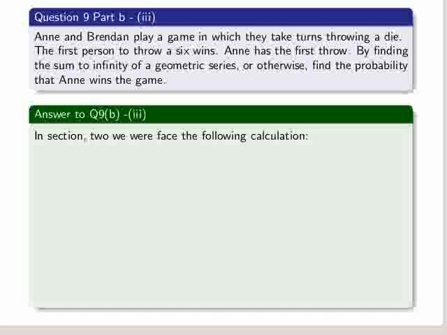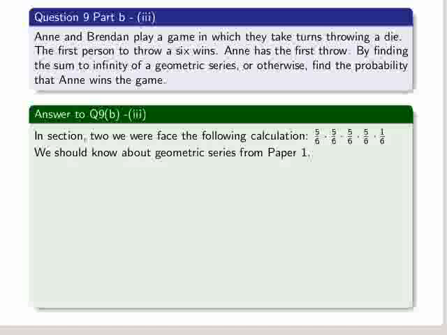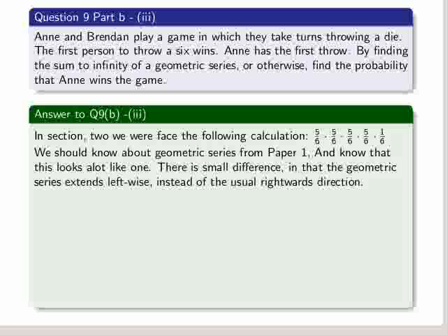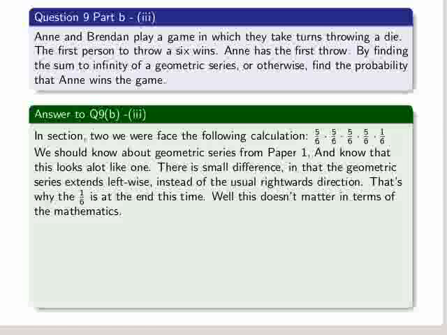In section 2 we faced the following calculation, which was 5 over 6 multiplied by itself 4 times, times 1 over 6. We should know about geometric series from paper 1 and know that this expression looks a lot like one. There is a small difference in that the geometric series extends leftwise instead of the usual rightwards direction. That's why the 1 over 6 is at the end this time. Well, this doesn't matter in terms of the mathematics.